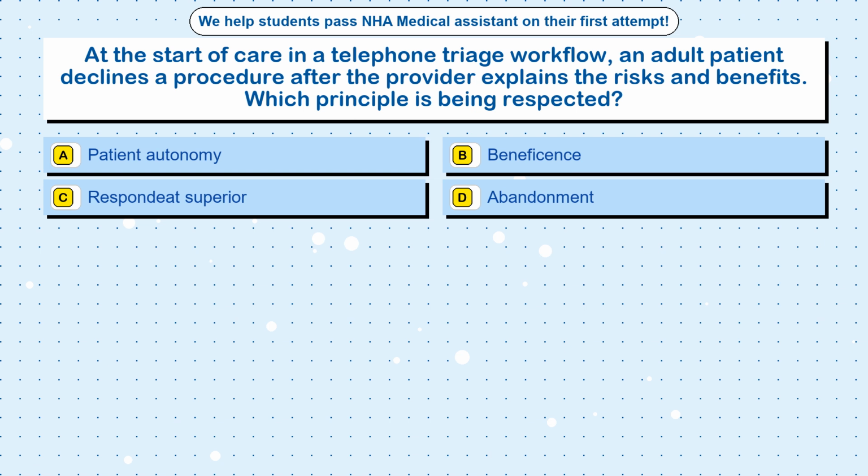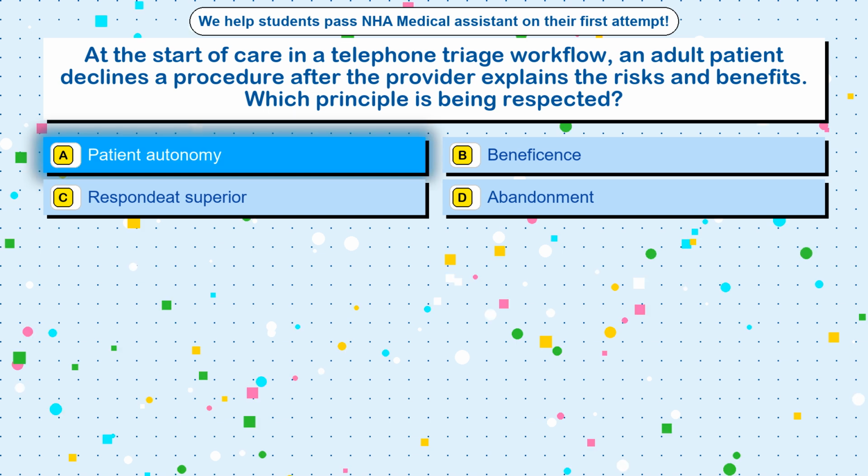Question 68. At the start of care in a telephone triage workflow, an adult patient declines a procedure after the provider explains the risks and benefits. Which principle is being respected? Option A. Patient autonomy. Option B. Beneficence. Option C. Respondeat superior. Option D. Abandonment. The correct answer is option A.